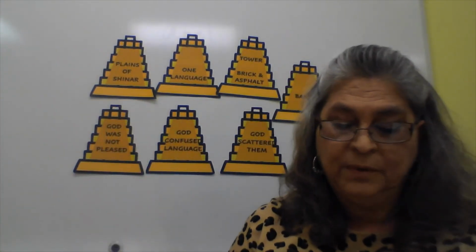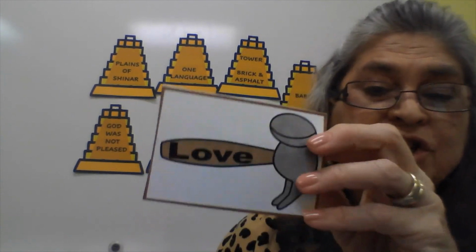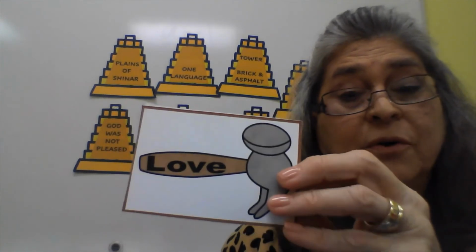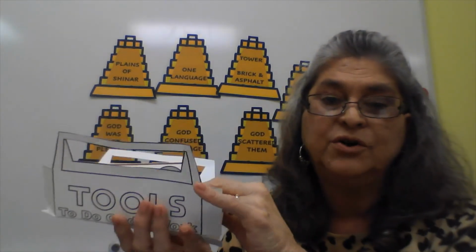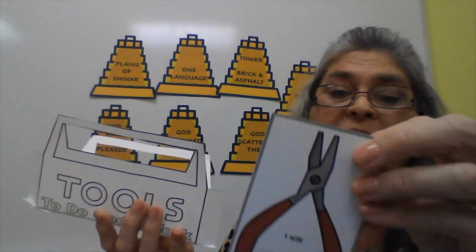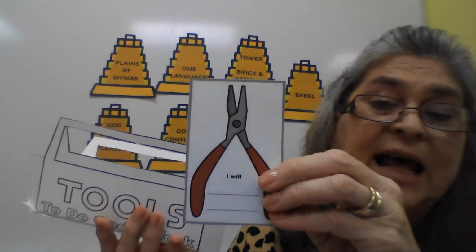And then you want to cut out your tools. And just think about each tool. This tool is love. We're going to show love when we are doing God's work, aren't we? We're always going to be loving. And so we're going to take that, we're going to cut it out, and we're going to put it into our toolbox, okay? These are some needle-nose pliers. And it says, I will.